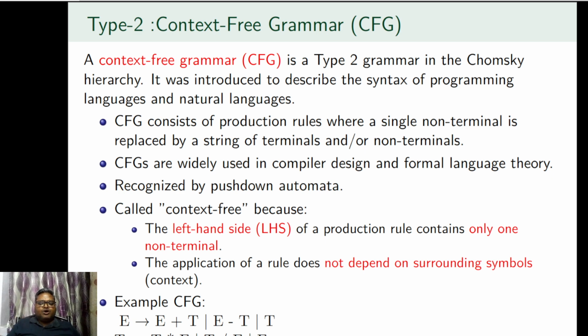So when it is only one non-terminal, there is no context, there are no neighbors. So you can directly substitute anywhere without any context. This is called context free because the left hand side of a production rule contains only one non-terminal. So for example, here E, left hand side only one non-terminal. This is known as context free grammar.